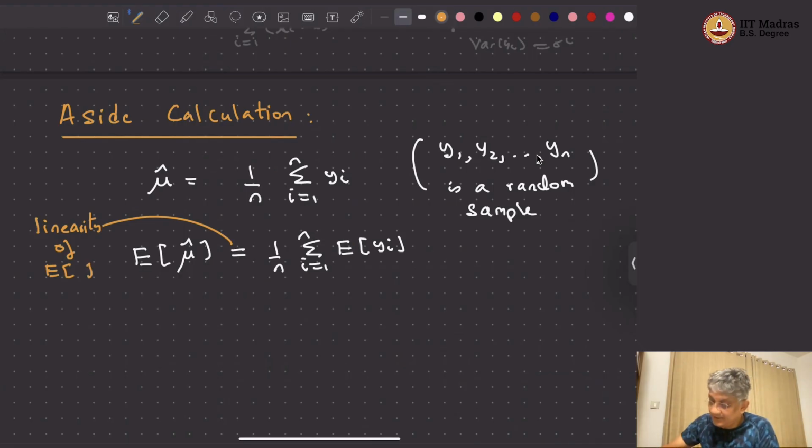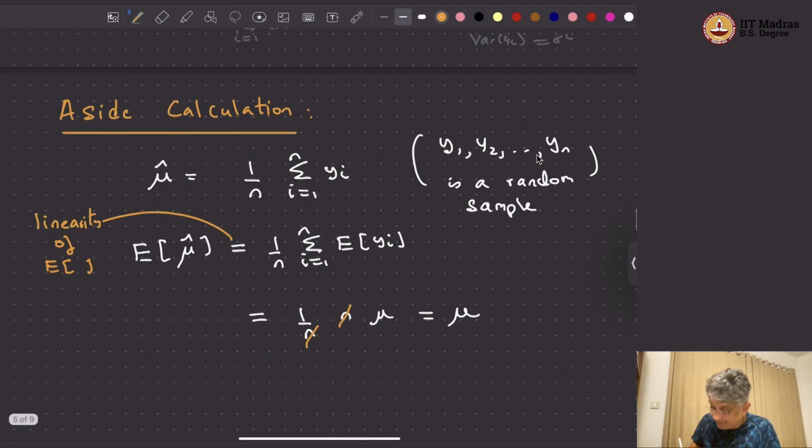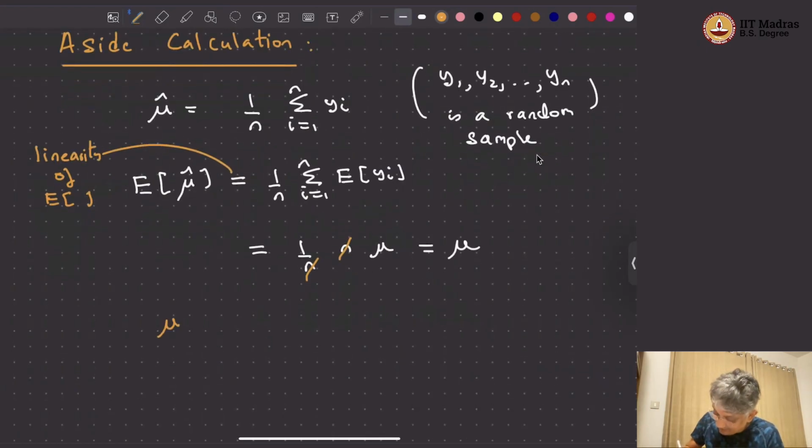And now this is just simple algebra. Each of these is mu, so it's 1 over n times n times mu. The n cancels off, and I get mu. So mu hat is an unbiased estimate of mu. That's one thing you immediately know.